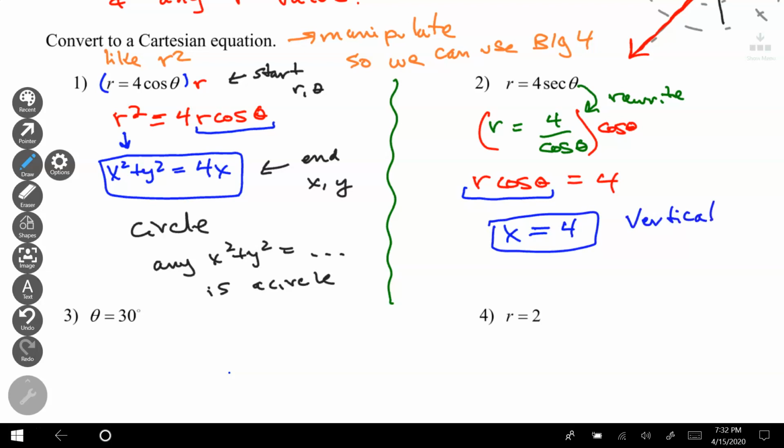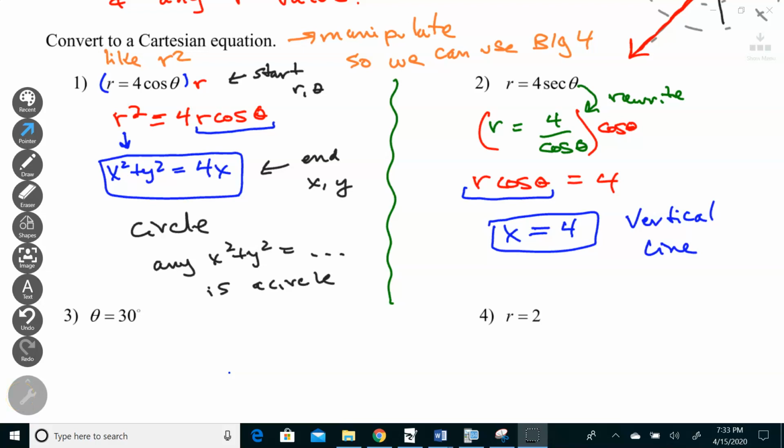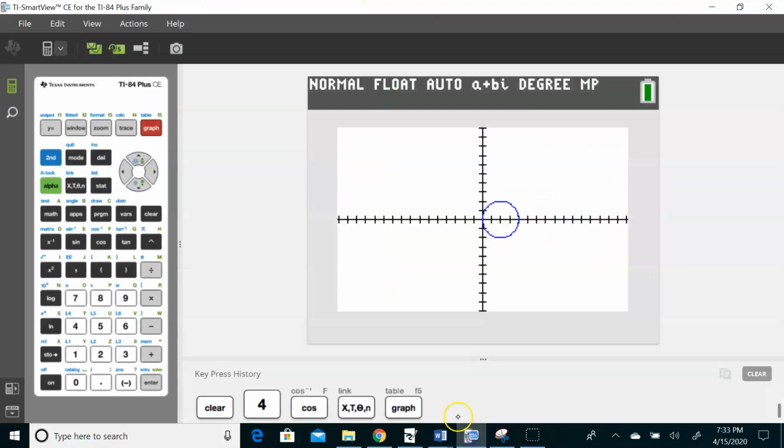That, you should know, is a vertical line. And I'll show you on the calculator how it's a vertical line by plugging in the polar equation. Of course, we all know that x equals 4 is a vertical line, but I want to show that r equals 4 secant of theta is also a vertical line by showing on the calculator.